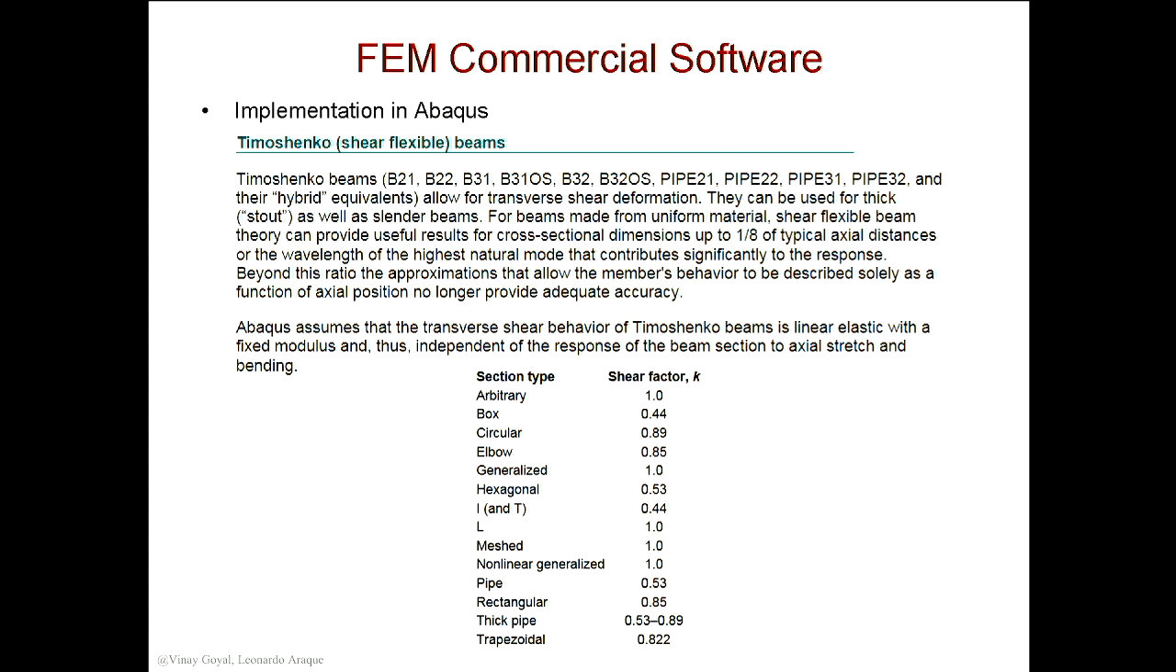So Timoshenko beams allow for transverse shear deformation. They can be used for thick as well as slender beams. Isn't that what I told you? For beams made from uniform materials, shear flexible beam theory can provide useful results for cross-section dimensions up to 1/8 of typical axial distances. So excellent, that's what we covered here. We also covered the assumptions of the transverse shear behavior of the Timoshenko beam, and we said that behavior is independent of the response of the beam cross-section. We said that theta and W are not dependent on the cross-section. All right, so enough of that.